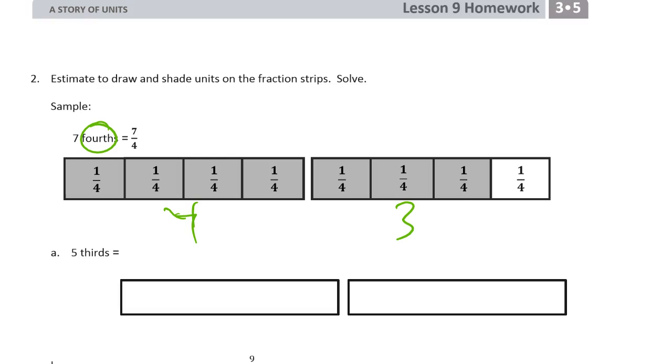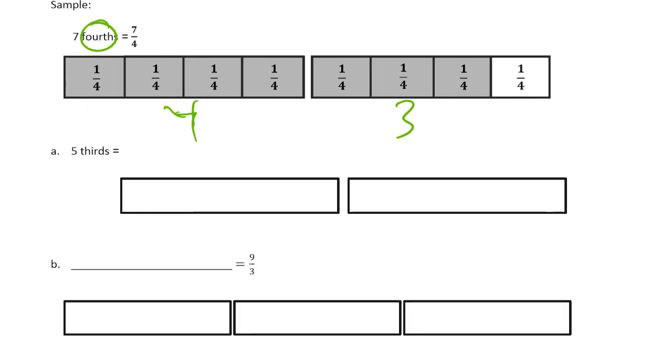So we need 5/3 for this first one. So that means each one of these has to be divided into thirds. That's 3 equal parts. So about like that. And this one about like that. And 1/3, 1/3, 1/3, 1/3, 1/3.